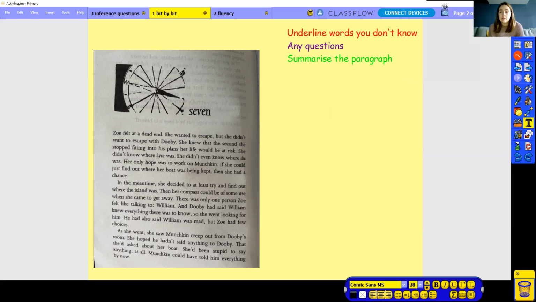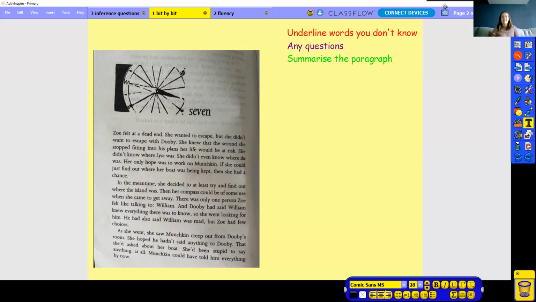What you're going to do now is on your extract, on that first page where it says 7, you're going to read it carefully, underline any words you don't know, write any questions you've got down the side of the page, and then summarise the paragraph or summarise the page at the end. You've got as long as you want. Pause this video and please have a go at doing that.